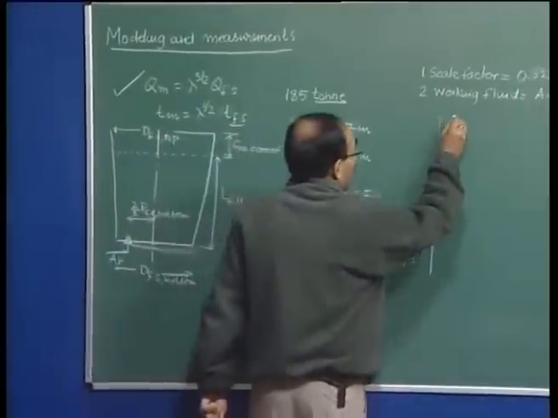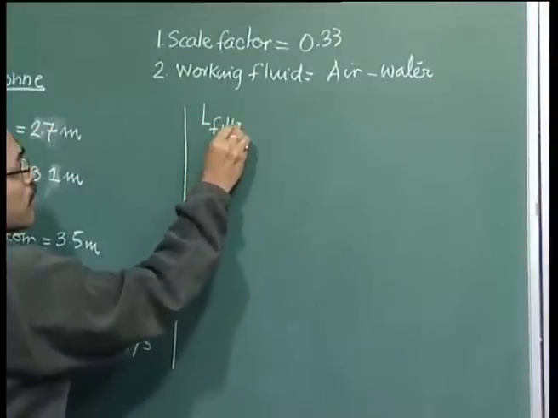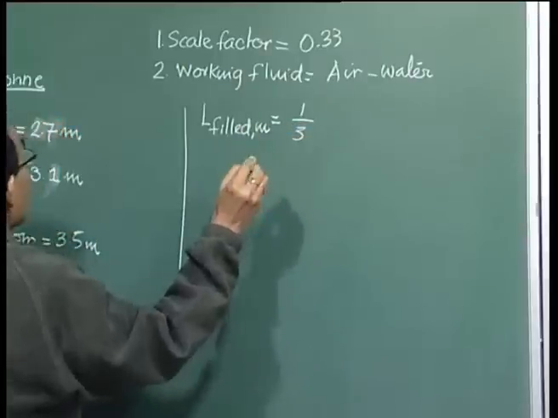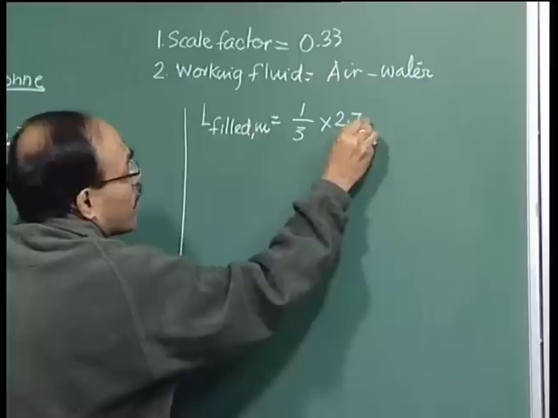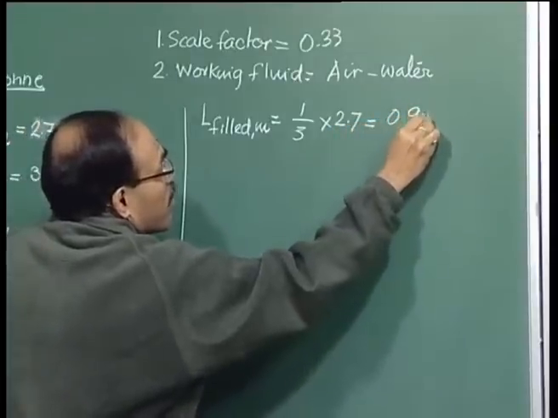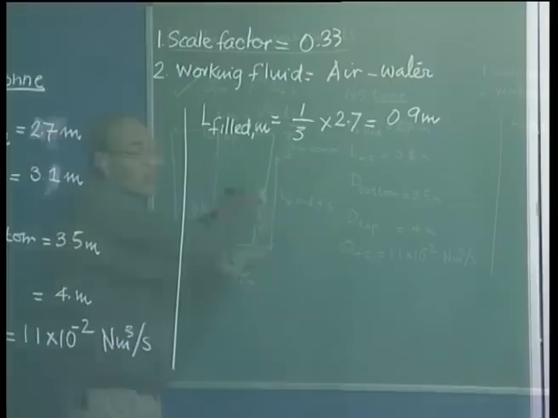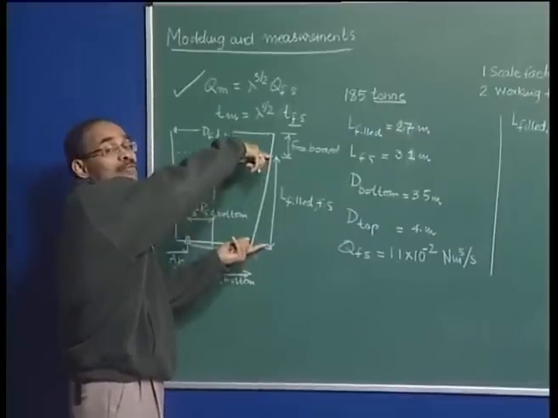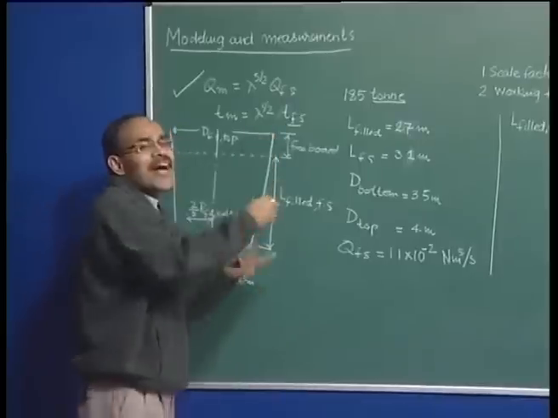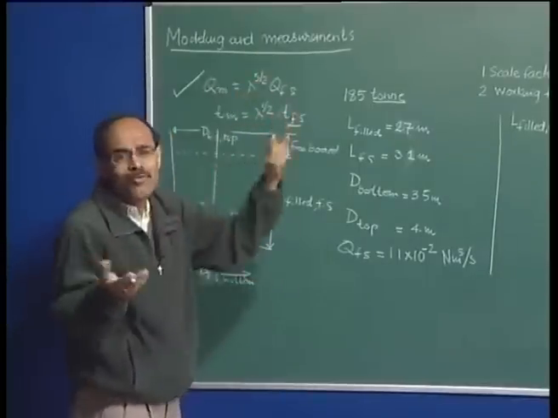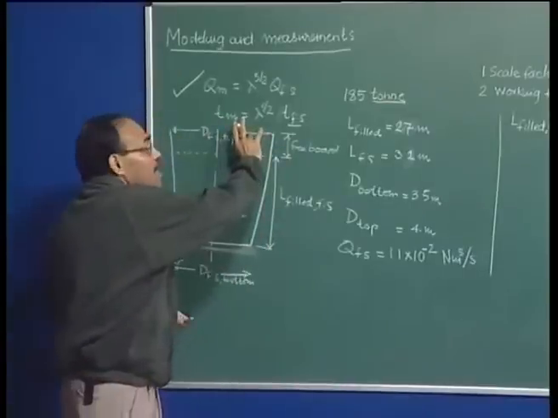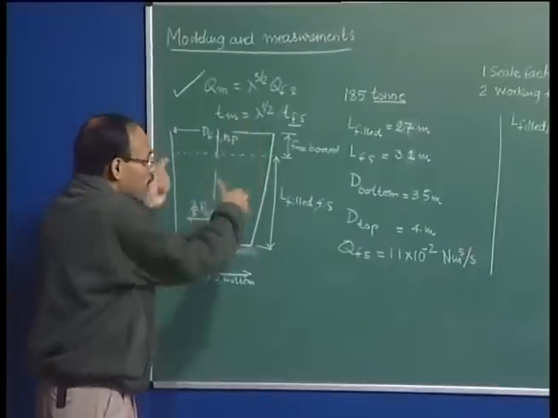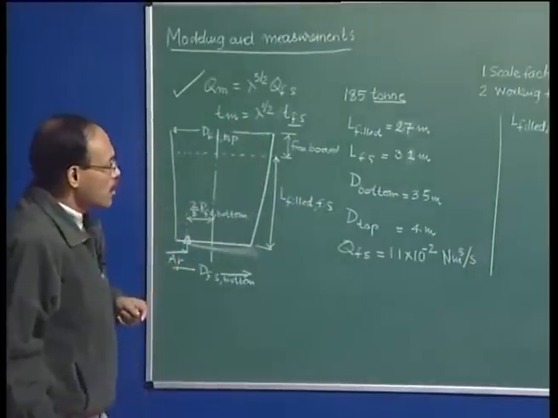So, I would say that therefore, L-filled model is going to be roughly 1/3, which is the scale factor, multiplied by 2.7, and that gives us 0.9 meter. So, I know that I will construct a vessel in which 90 centimeter is going to be filled up with water. So, therefore, the total height I can take it to be 1 meter, 1.1 meter, 1.2 meter. That hardly makes any difference, because this portion does not take part as far as molten steel flow is concerned.